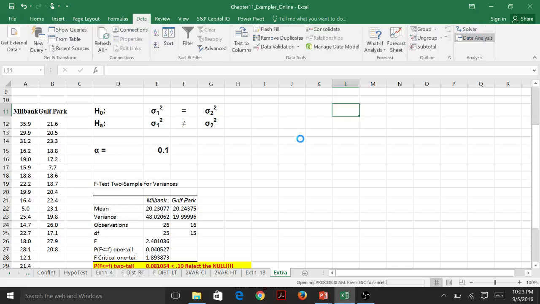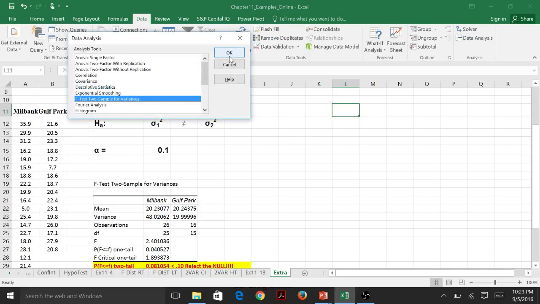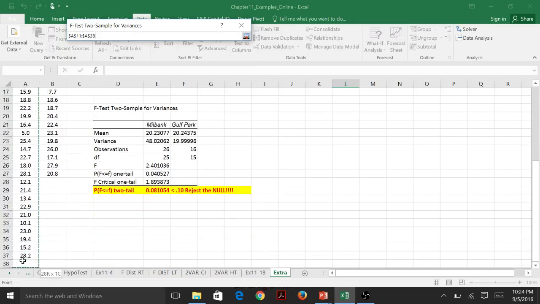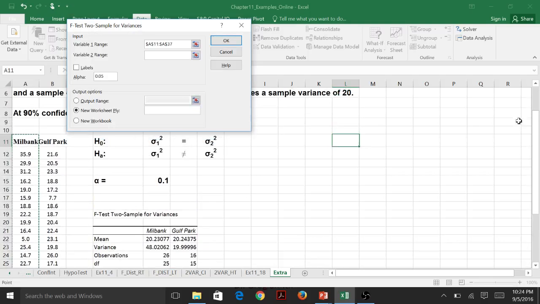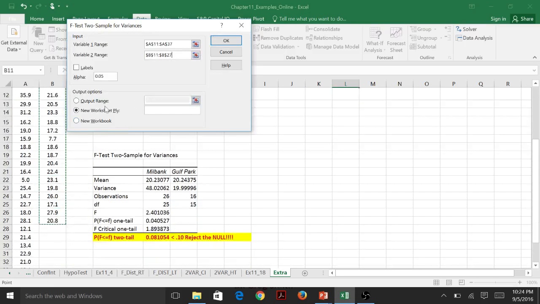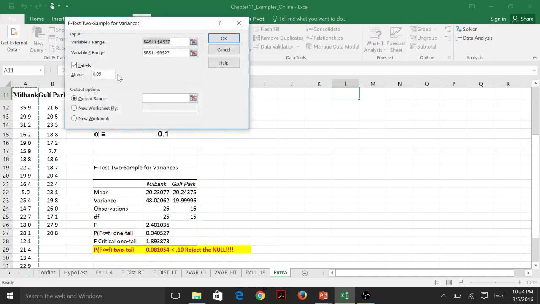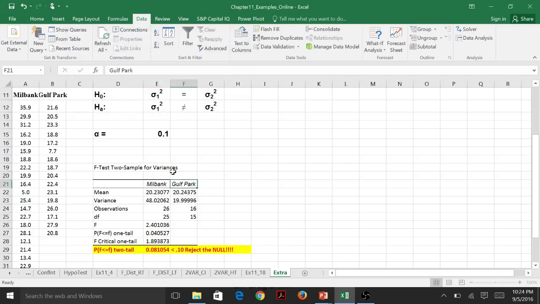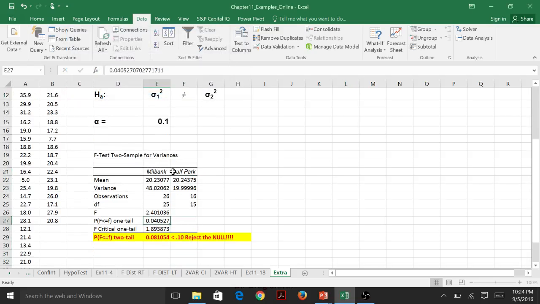You can run Data Analysis. It'll pop up. F-Test Two-Sample for Variances. Millbank. We'll calculate all of them. We'll do the same thing for Gulf Park. We had labels. I'm testing this at, say, 10%. I'm just going to put the output somewhere over here. If I hit OK, what you'll get is a pop-up just like we saw, and you'll get this. I'm not going to do it because it'll duplicate the effort, but you'll get this.